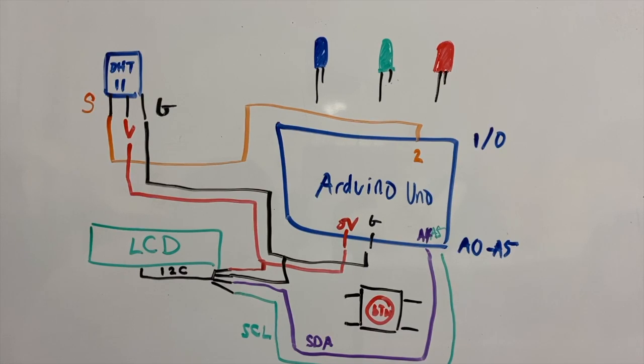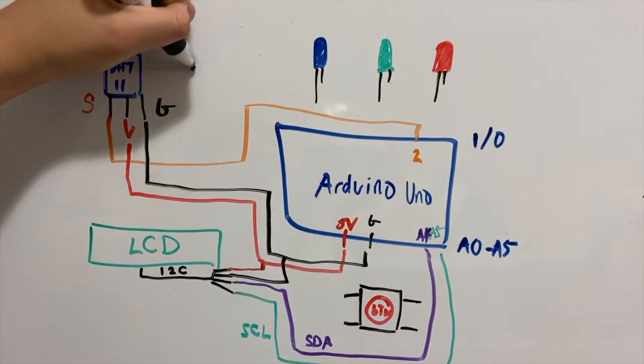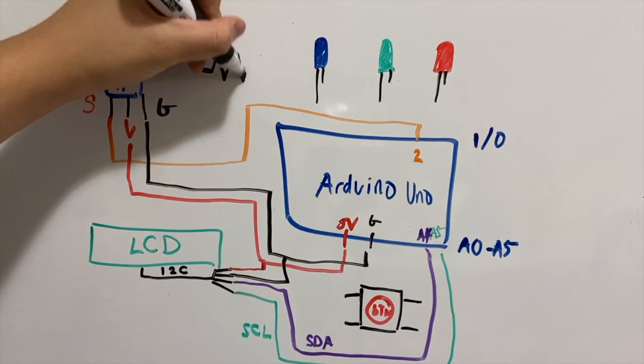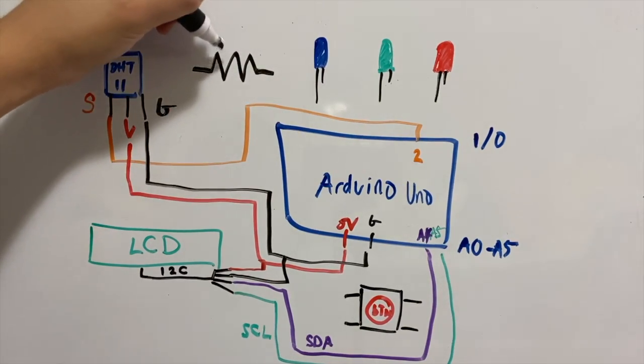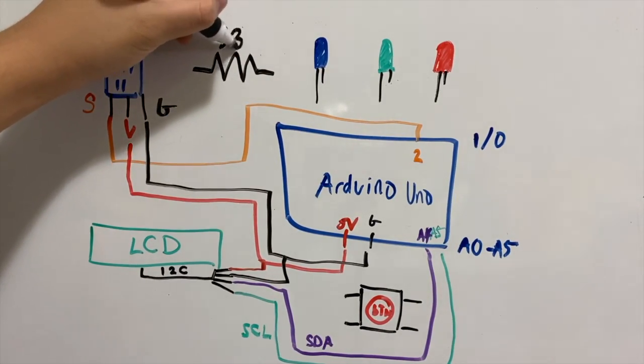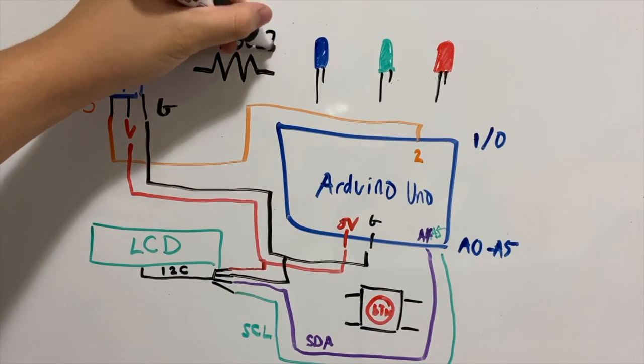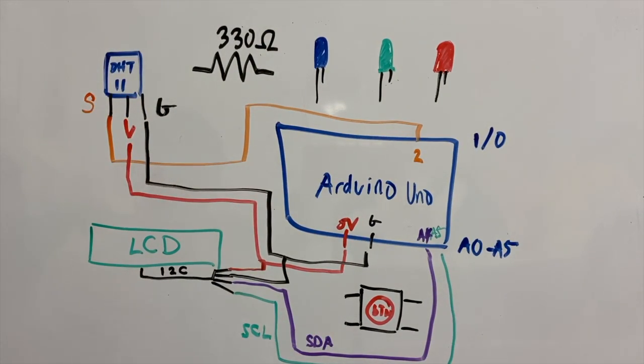Next, let's deal with the LEDs. Since the LEDs are an output, it would make sense to connect its power to an output pin on the Arduino and the ground pin to the central ground. However, we need resistors for these LEDs so that the amount of current flowing through the light won't cause it to overheat and blow up. 330 ohms should be enough.